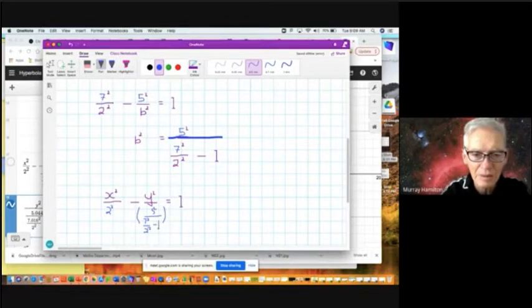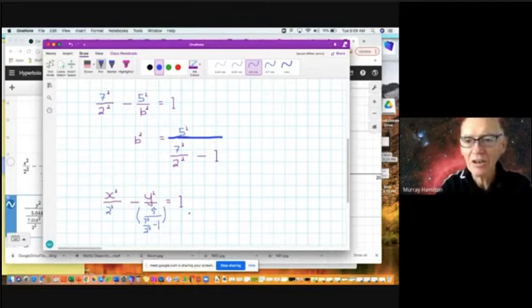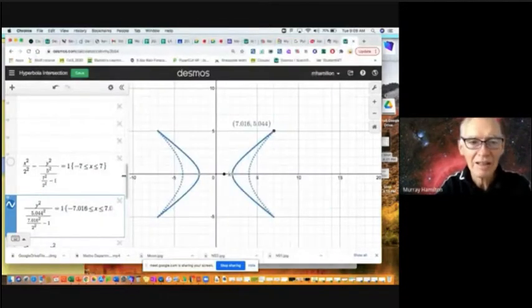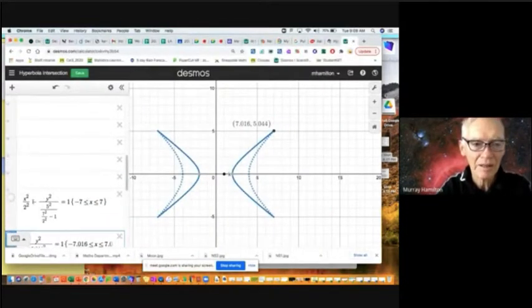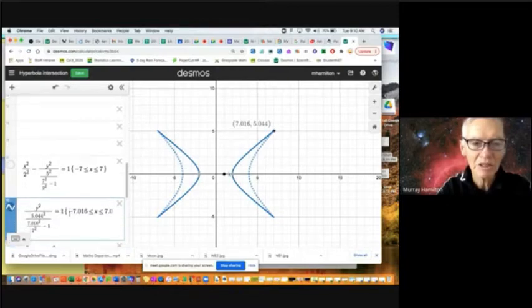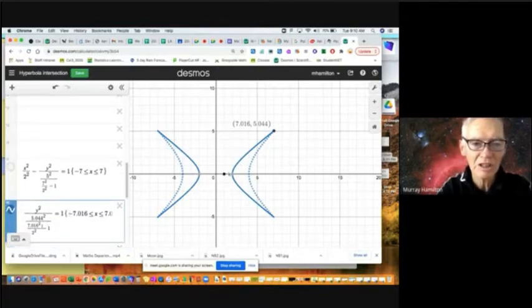Okay, so that's my formula, and that's what I had on the graph on Desmos here. That's the same formula there. See, y squared over b squared, which is 5 squared over 7 squared divided by 2 squared minus 1. So just by rearranging. We have to be pretty good at rearranging to get it accurate. Use the actual values that you've been given for the point of intersection.